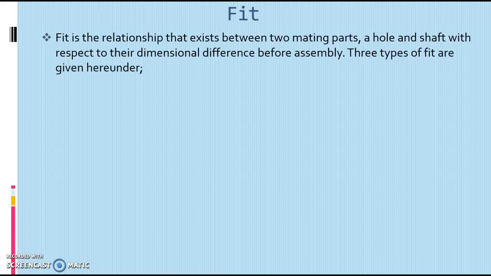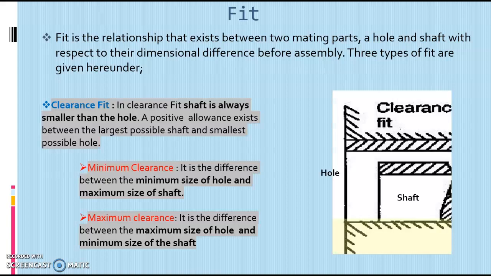The next important term is the fit. It is a very important term in this limit and fit system. The fit is defined as the relationship that exists between two matching parts, a hole and a shaft, with respect to their dimensional difference before assembly. That is very important: it should be taken before assembly. There are three types of fits, and the first type of fit we will consider is the clearance fit.